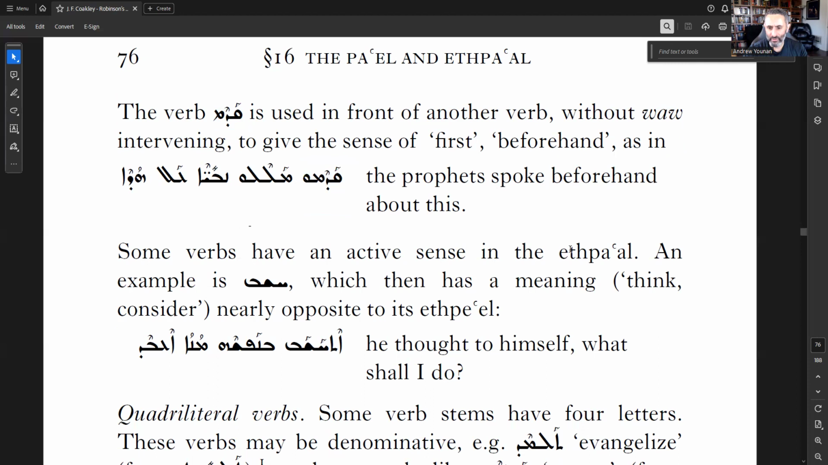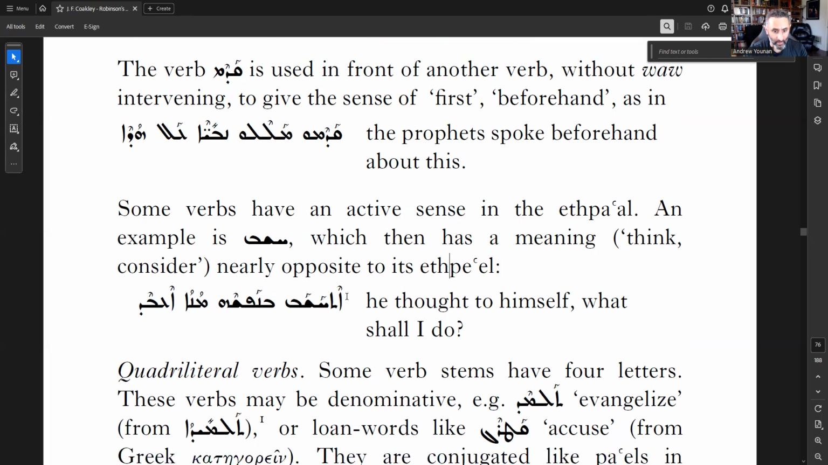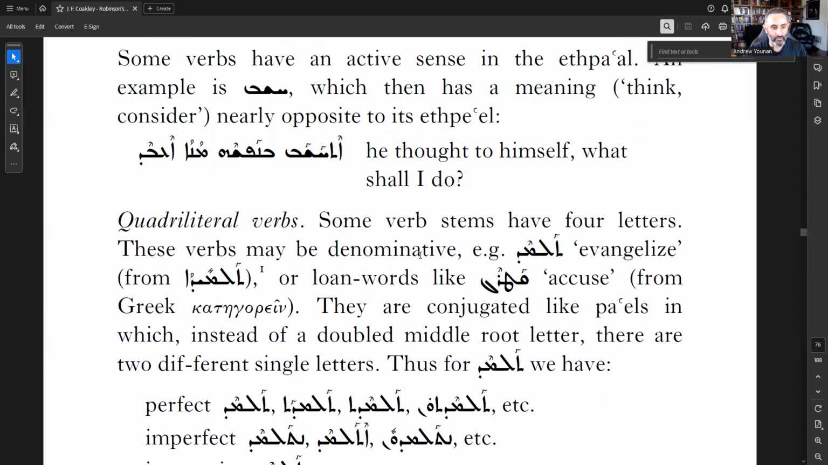Some verbs have an active sense in the ithpa'al. An example is shaw, which has the meaning to think, consider, nearly opposite to this. Ith hashaw, bnoshe, mana, abed. He thought to himself, what shall I do? So shaw, when you make it ith hashaw, it doesn't turn into a passive. It just also has an active meaning. Yet again, just look it up. You will do yourself a favor always.